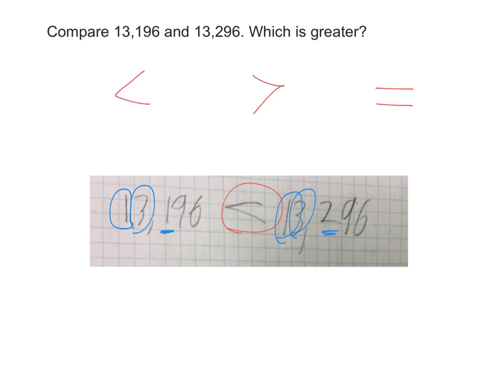Let's remember that when we use these symbols, the smaller number is always on the small side, right? How many of you guys have learned about this being an alligator? Yeah. And the alligator, well, this is an interesting alligator. The alligator wants to eat the larger side. So the alligator's mouth always points to the larger side.